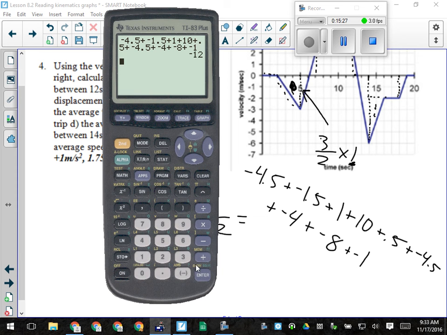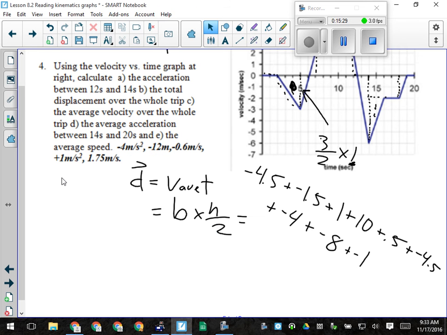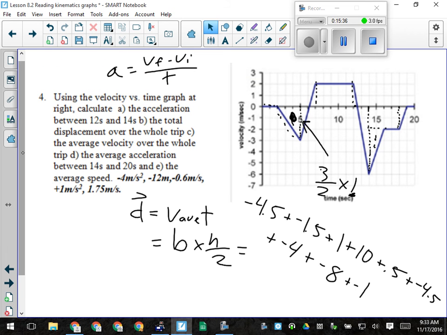Negative 12. I think that's what I had for the answer, right? So negative 12 meters is our total displacement. And if we look at the graph, that kind of makes sense. The graph is below the x-axis more often than it's above. This thing was moving backwards way more than it was moving forwards.